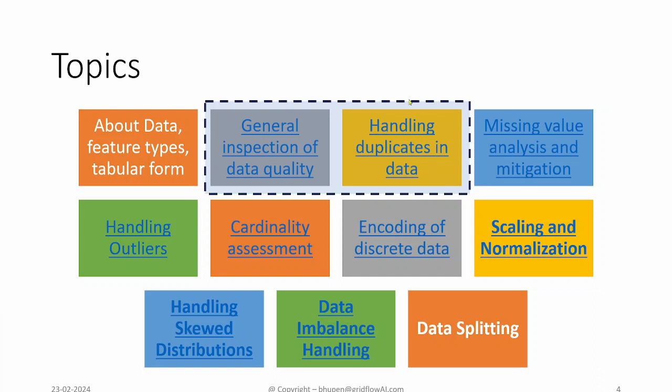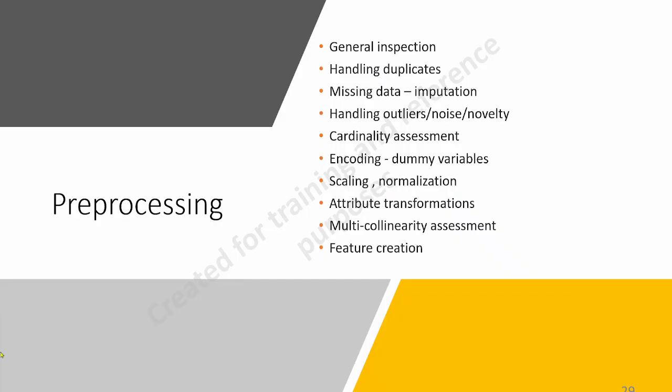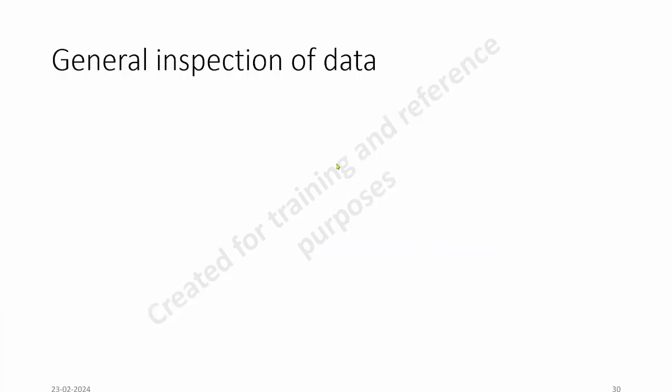In this video, we're going to talk about general inspection, the methods available within Python using Pandas, and how to check for duplicates and why we need to check for duplicates. Essentially, this is pre-processing, and we're going to cover these two topics: general inspection techniques and the handling of duplicates. So let's take a look at general inspection of data.